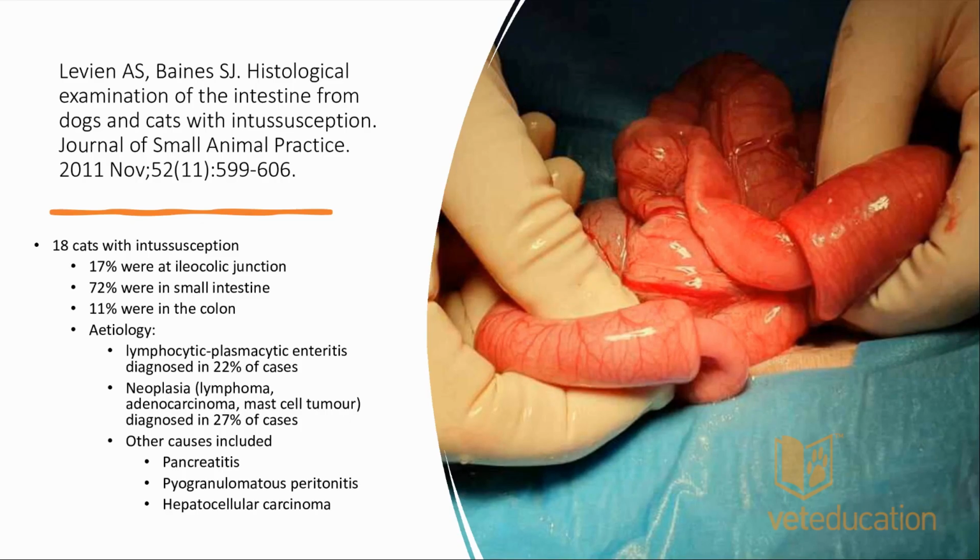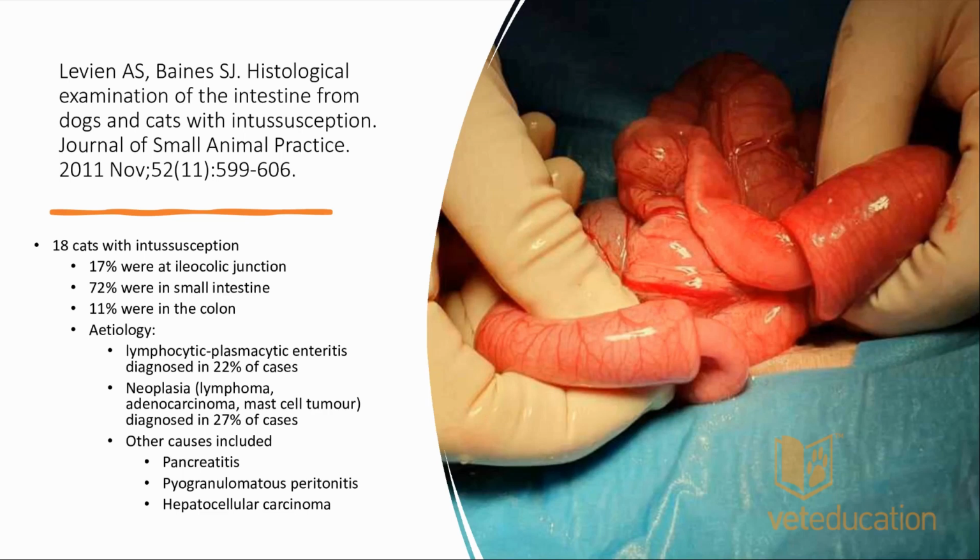17% were at the ileocolic junction. This is less than the previous study, but 72% were located somewhere along the jejunum. Okay, 72% were in the small intestine, and among which the majority were in the jejunum, a few were in the duodenum, and 11% were actually in the colon as well.